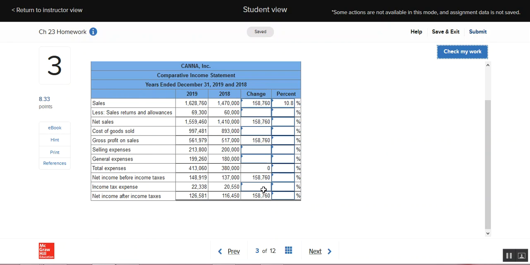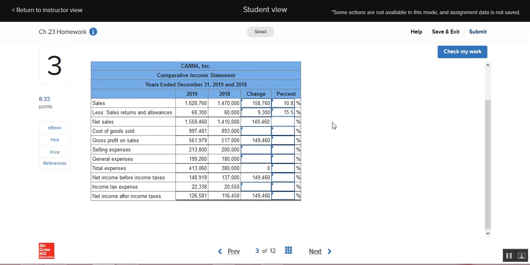I was looking for one that went down, but I don't actually see one. So this one changed $9,300. And the change would be $9,300 divided by 60,000, 15.5%.